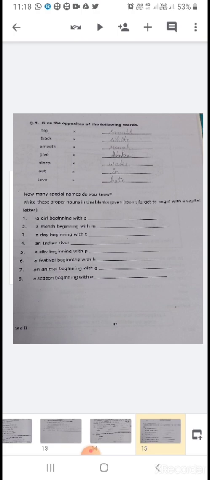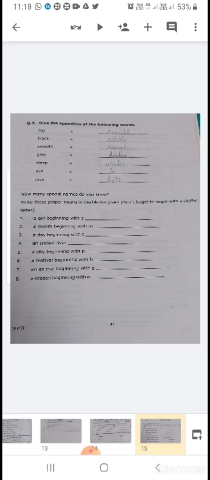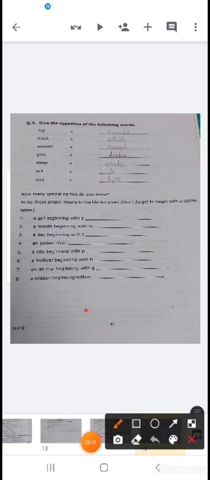Now what you have to do next is, how many special names do you know? Write these proper nouns in the blanks given. Don't forget to begin with the capital letter. You just have to do it as your homework. This is your homework. Write this as your homework.